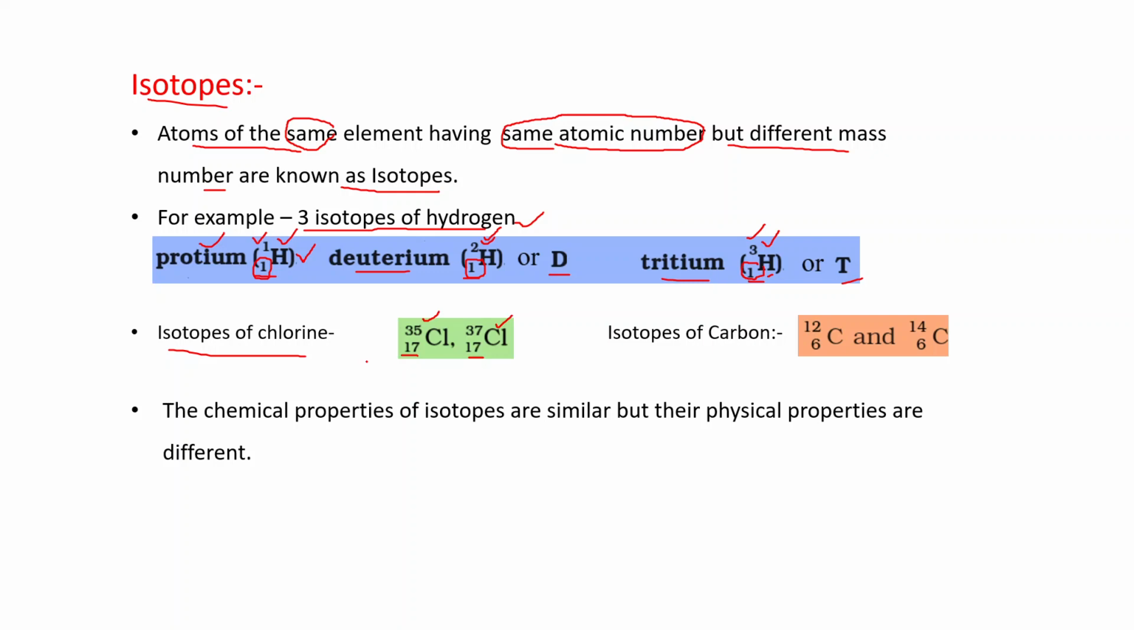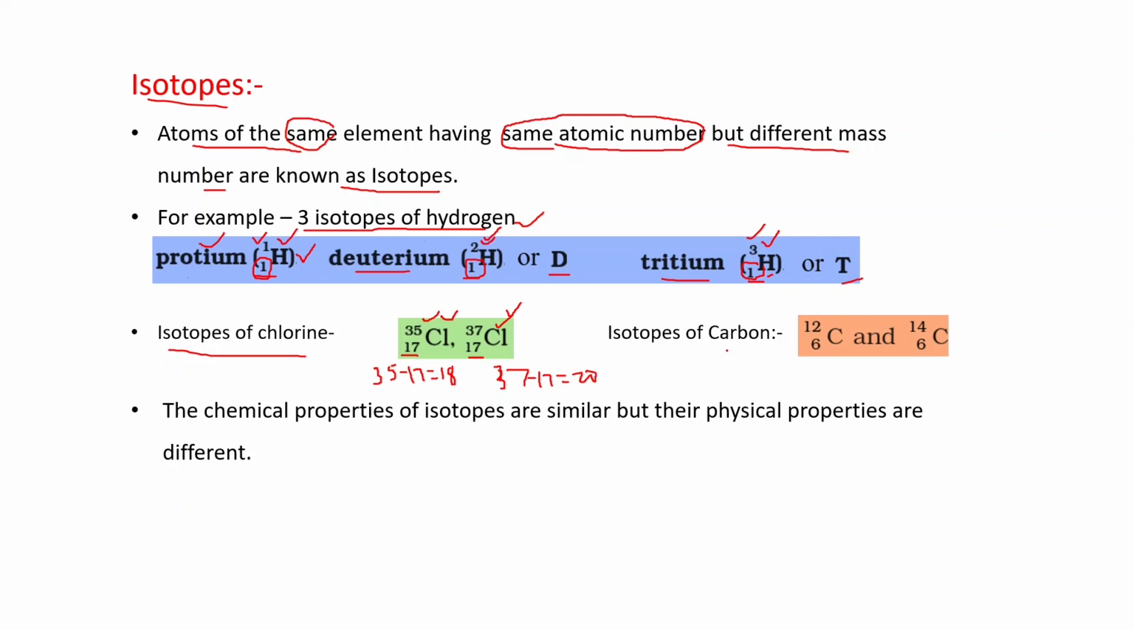If you are asked to find out the number of neutrons in chlorine 35 and chlorine 37, then how will you find out? Simply this is 35 minus 17, and this is equal to, I think, 18. This is the number of neutrons in chlorine 35. And in case of chlorine 37, how many neutrons are present? 37 minus 17, this is equal to 20.